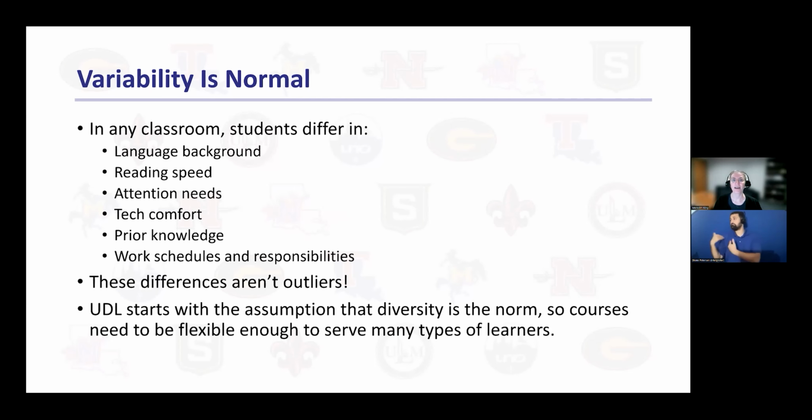And we need to not think of these differences as particular outliers. It is not that these students are varying from the norm. The norm is variability. And we need to keep that in mind as we are designing. So universal design starts with the assumption that diversity is the norm. So courses need to be flexible enough to serve many types of learners.